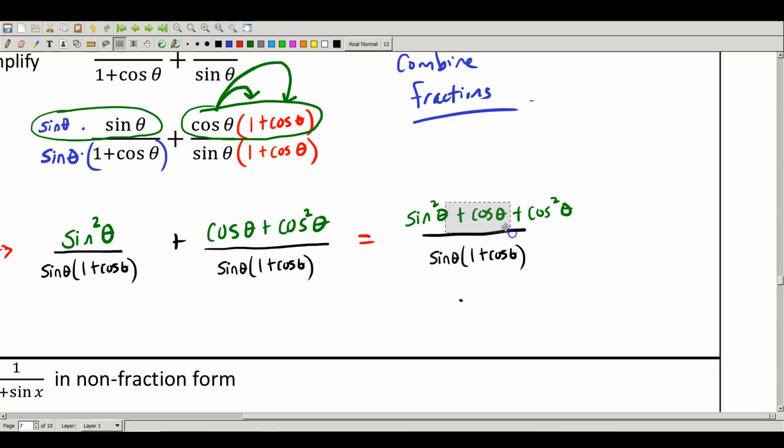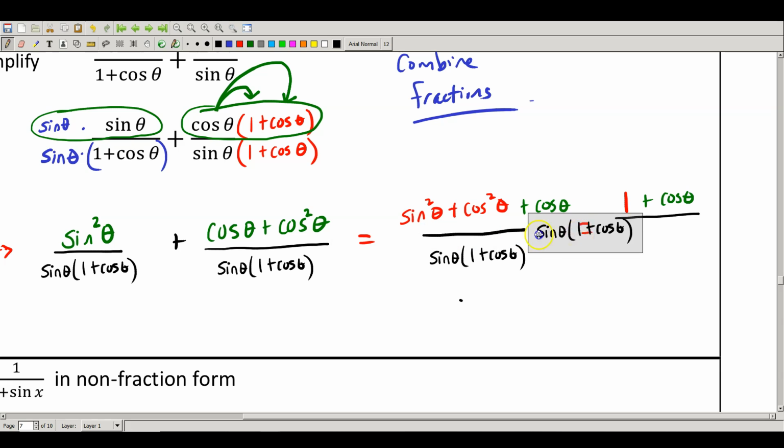Let me try it over here. I can take this, put it over here. Doesn't matter the order that I add things. Sine squared plus cosine squared, I know that is 1. This is equal to 1. So, take it a step further. Now I have 1 plus cosine theta divided by my denominator right here. Boom.